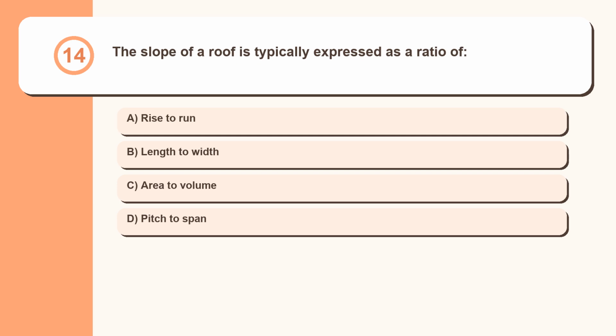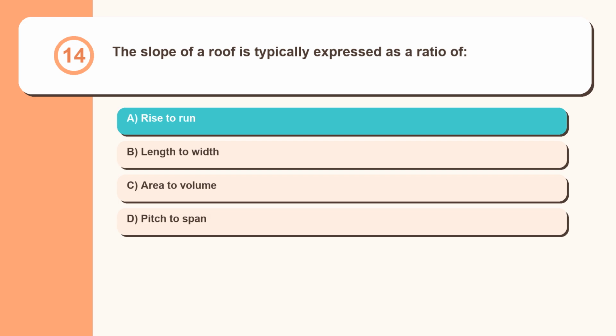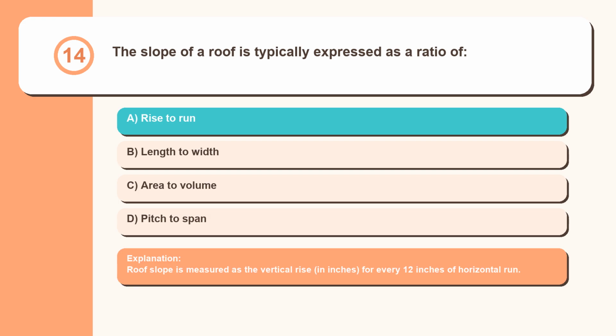Question 14. The slope of a roof is typically expressed as a ratio of rise to run, length to width, area to volume, pitch to span. Roof slope is measured as the vertical rise, in inches, for every 12 inches of horizontal run.